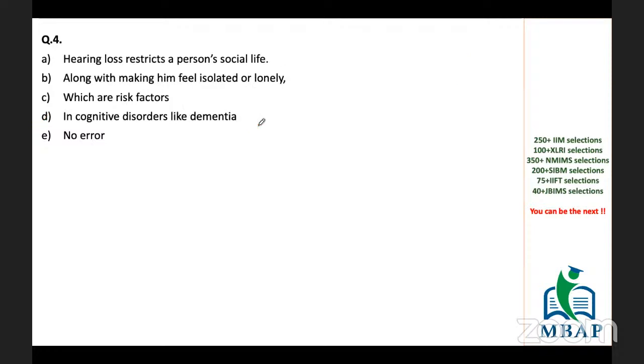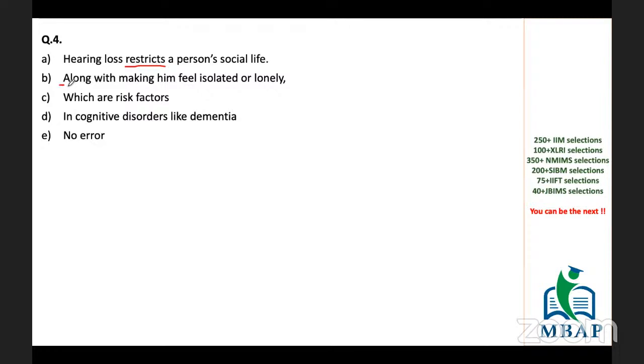Next. Hearing loss restricts a person's social life along with making him feel isolated or lonely, which are risk factors in cognitive disorder like dementia, or no error at all. Now, first of all, when I say hearing loss restricts a person's social life, if your social life is getting restricted, what is happening? It means you are all alone. There is no one for you because your social life has been restricted.